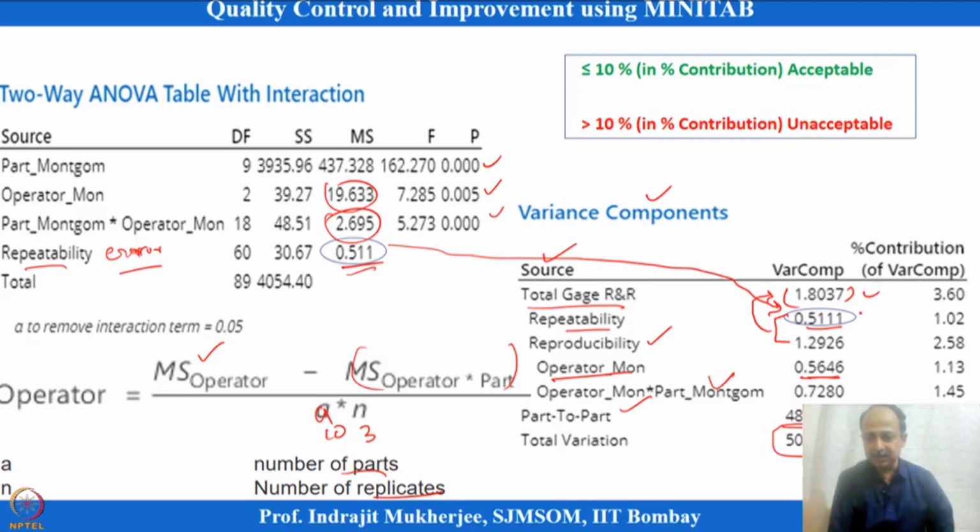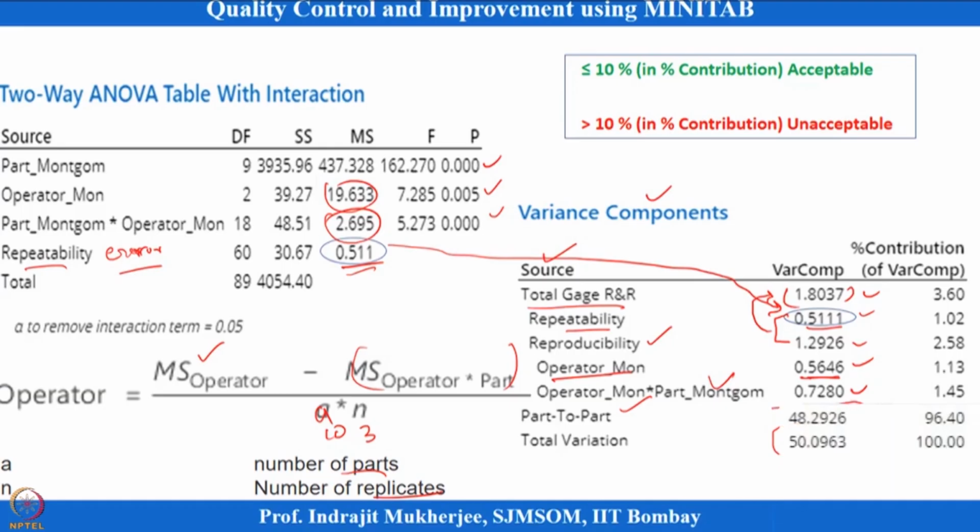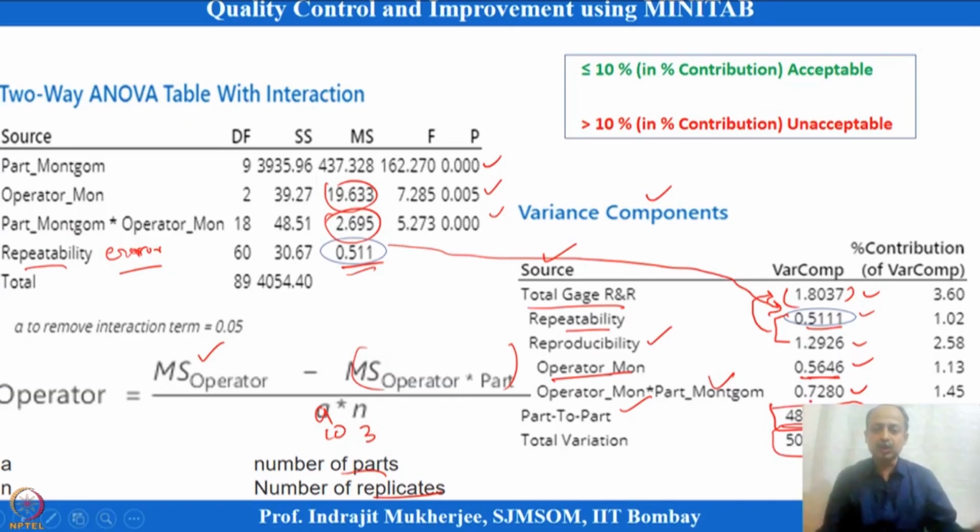Now, the summation of this and the part variability. Part variability is expected to be very high, because parts are different. So in this study, most of the variation is contributed by the change in parts. This is expected, and then we can also calculate the percentage. If I convert this, 48 out of 50 is around 96. Similarly, we can calculate the percentage contribution, and the overall contribution will be 100%.